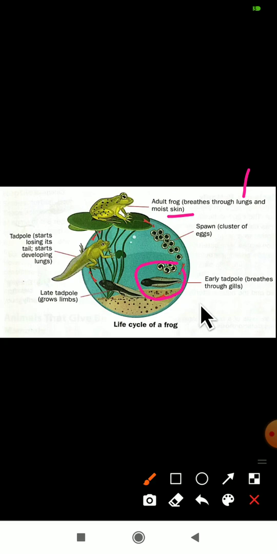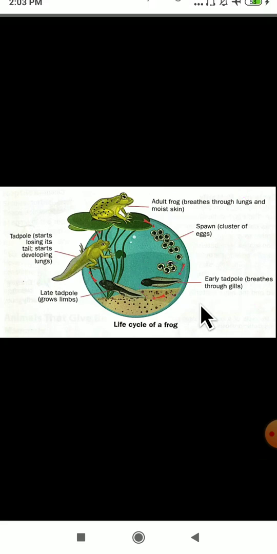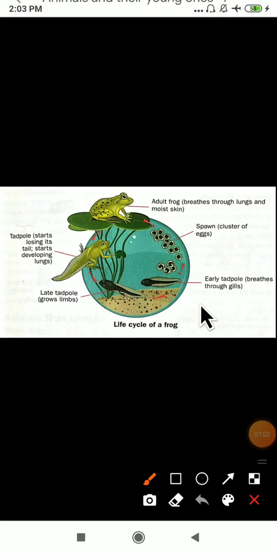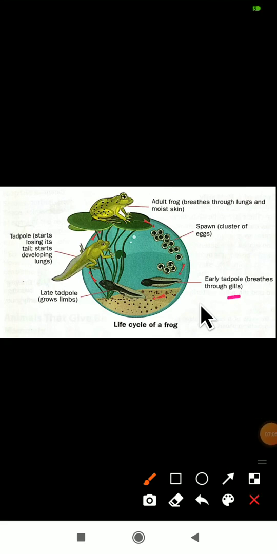The first stage is the early tadpole, and how will the early tadpole breathe? It breathes through the gills it is having. It doesn't have lungs or skin breathing yet, so it will breathe with the help of the gills. Here it has gills, and it looks like a fish. For swimming purposes it has a tail also, at the back side. This tadpole will breathe with the help of the gills.